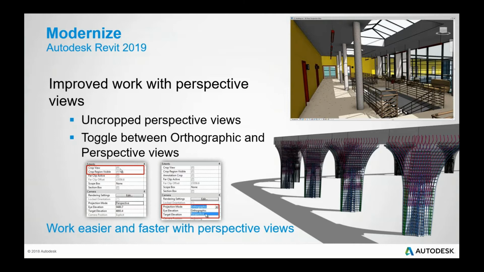You just simply open a 3D view, make any view adjustments using standard navigation tools like zoom, pan, orbit, and then change the projection mode from orthographic to perspective or vice versa. Full navigation is supported in both modes, and you can easily toggle back and forth as required. So this allows you to work easier in your views.